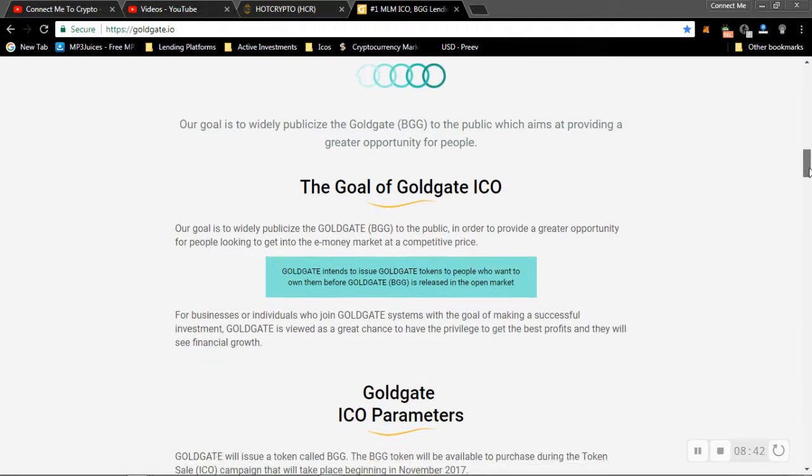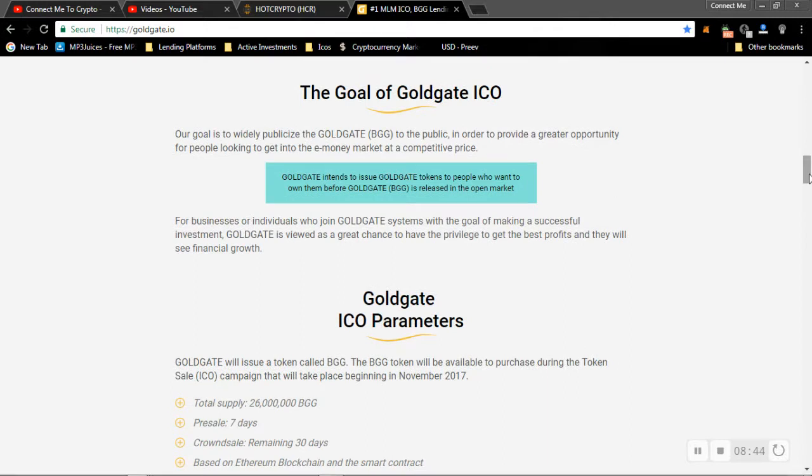So Goldgate intends to issue Goldgate tokens to people who want to own them before BGG is released in the open market. For businesses or individuals who join Goldgate systems with the goal of making a successful investment, Goldgate is viewed as a great chance to have the privilege to get the best profits, and they will see financial growth.